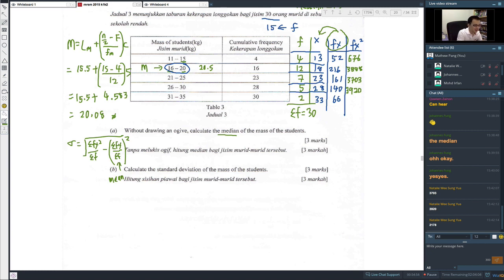That means you have to add all the numbers here, and then you also need to find the sum of fx squared. Because of this formula, you will need all this. Do you see sum of fx squared, sum of f, sum of fx, and sum of f? So I will need to add everything.